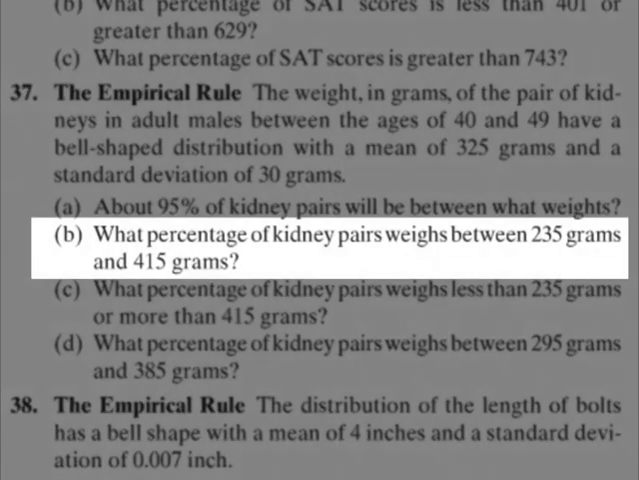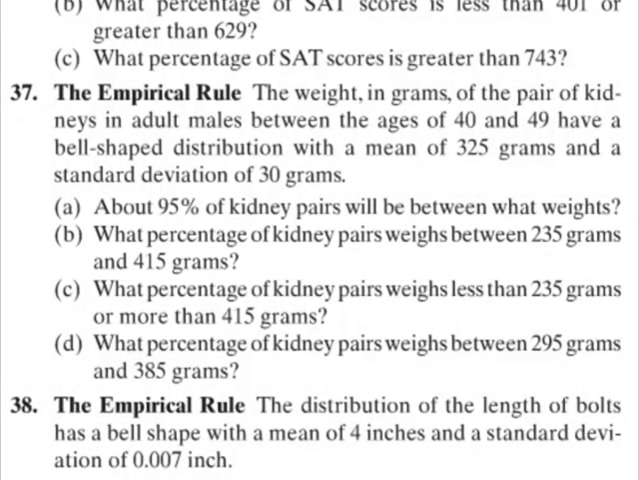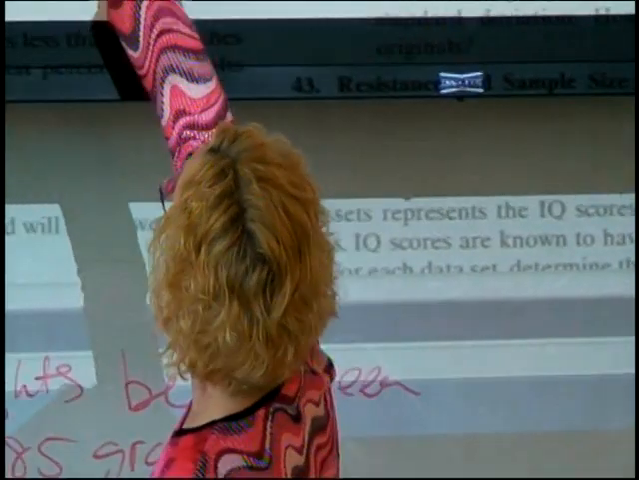What percentage of kidney pairs weigh between 235 and 415 grams? How are you going to figure that out? Figure out the standard deviation. Okay, so do we know the standard deviation? This is 3, just look at it, because 265 minus another standard deviation is 235. So it's 99.7.